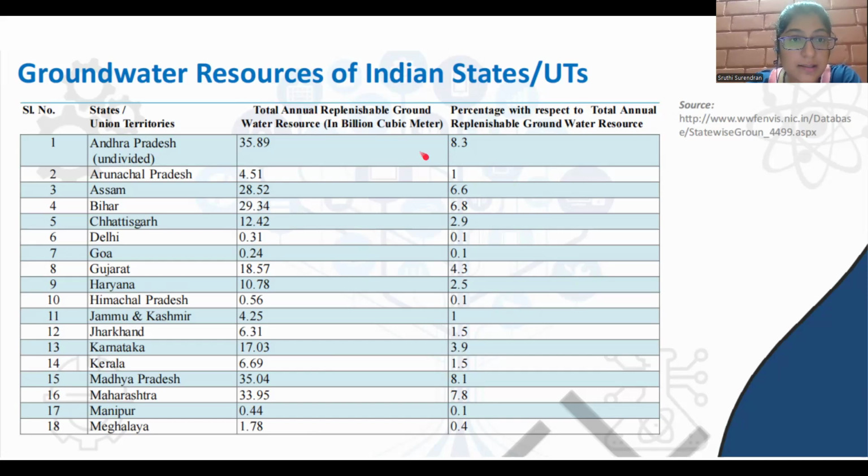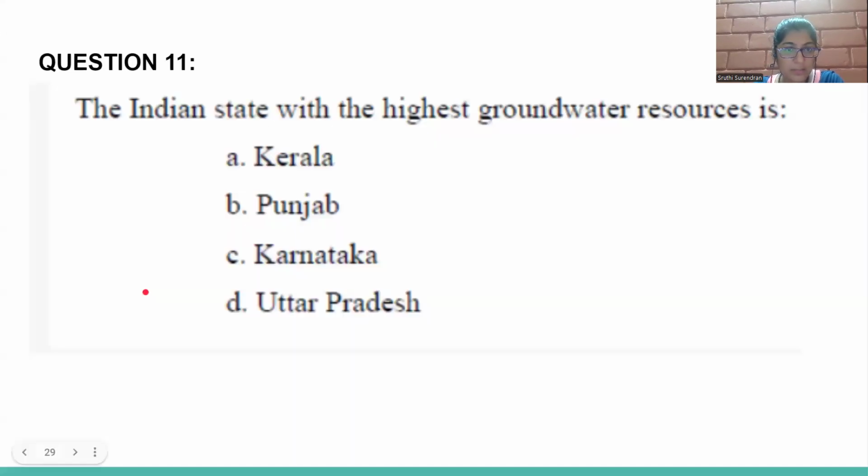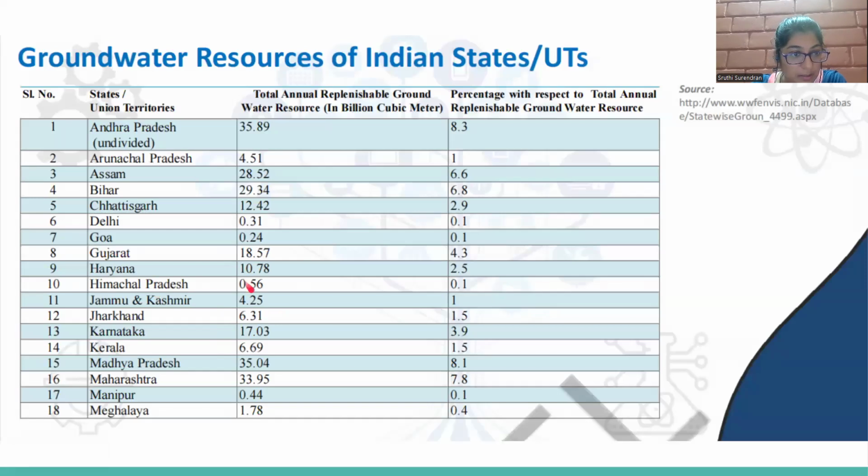So we see here in this list the total annual replenishable groundwater resources in billion cubic meters. Andhra Pradesh is showing 35.89 in this list. Here is Maharashtra, Madhya Pradesh, Karnataka has only 17.03 billion cubic meters, and Kerala 6.69, very little groundwater. Karnataka has got 17.03, and we had one more place. Which place was that? Punjab. Punjab is not here. Is Punjab here? No, Punjab is not here.